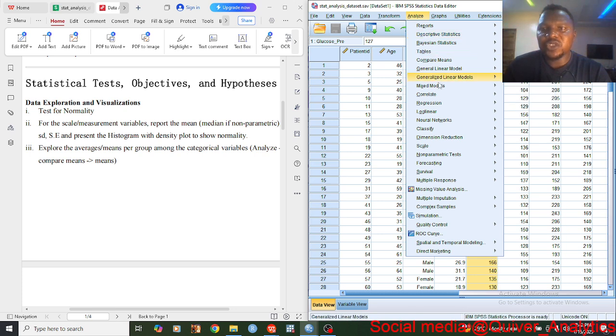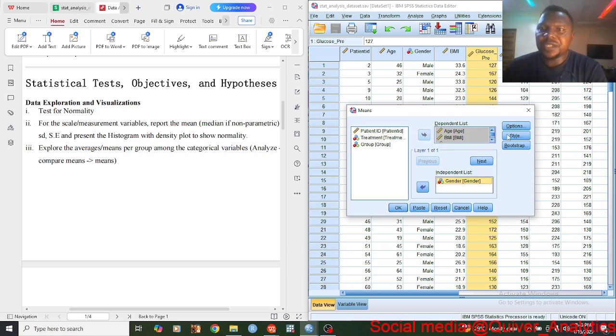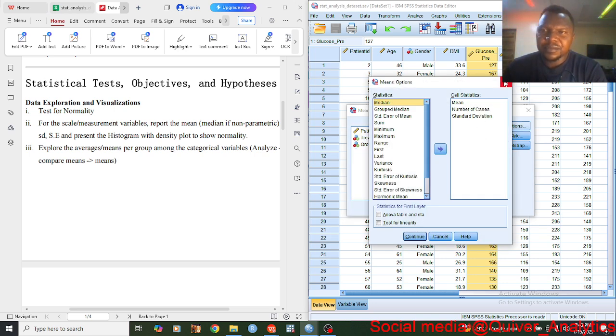Descriptives. No, okay, we are going to Means. Okay, Compare Means, then Means. All right, so in the dependent list, we have age, and let's see by gender.